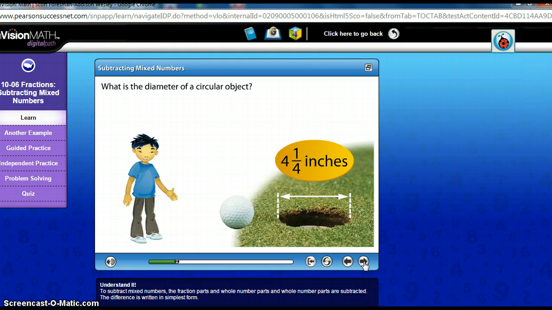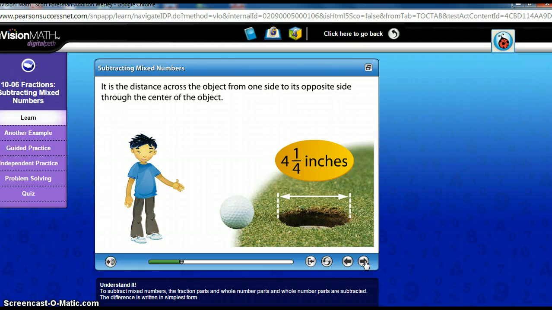Yes, when you have a circle, it's the distance across. So the diameter of this hole right here is the distance across. So we're going to have to subtract the diameter of the hole, the distance across here, and the diameter of the golf ball, the distance across for the golf ball. It is the distance across the object from one side to its opposite side through the center of the object.